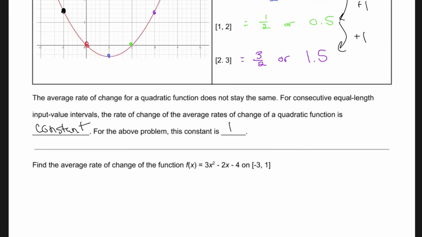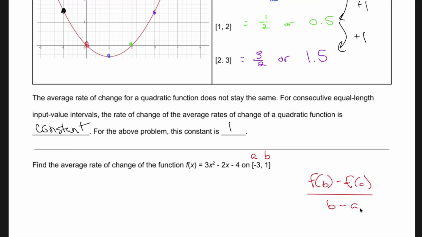So, time to really get into some examples now. Time to get into the types of problems that you would see on your homework. Find the average rate of change of the function 3x squared minus 2x minus 4 on -3, 1. All right, so we're given an interval. I'll call you A, I'll call you B. I need to find the average rate of change, which is f of B minus f of A over B minus A.